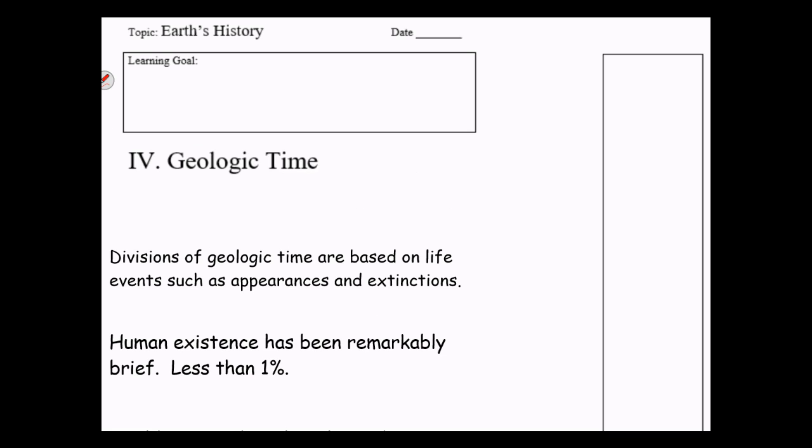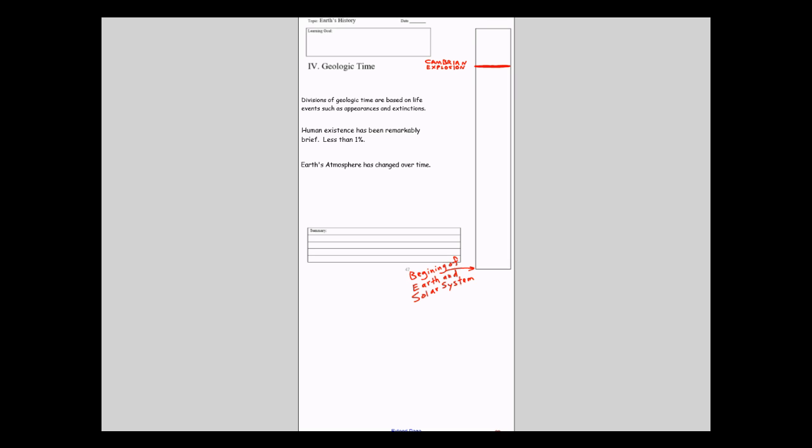If you take a look at right underneath here where it says geologic time, if you follow that over, right about there is our Cambrian explosion. So from the beginning of the Earth's history to the Cambrian explosion is going to be the Pre-Cambrian.